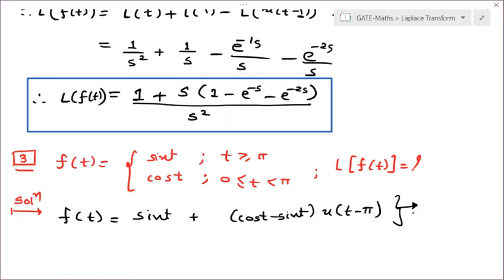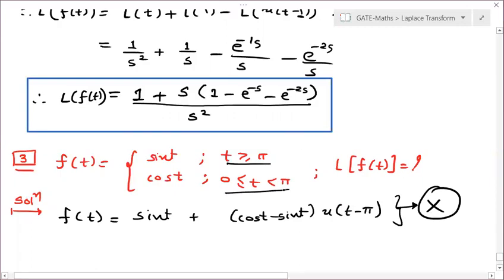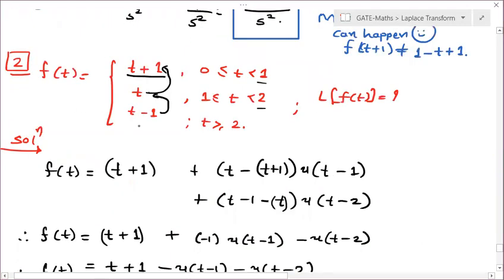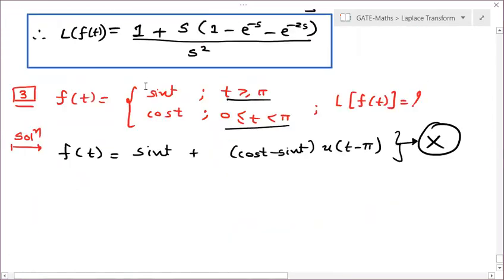No. Very good, Roshan. It is wrong. Mind well, this is also one common mistake. Just observe your limits first. Your first function should have limit from 0 to a, then the second function should have limit greater than or equal to a. You have to arrange your function according to your limits first. So this is also one common mistake.